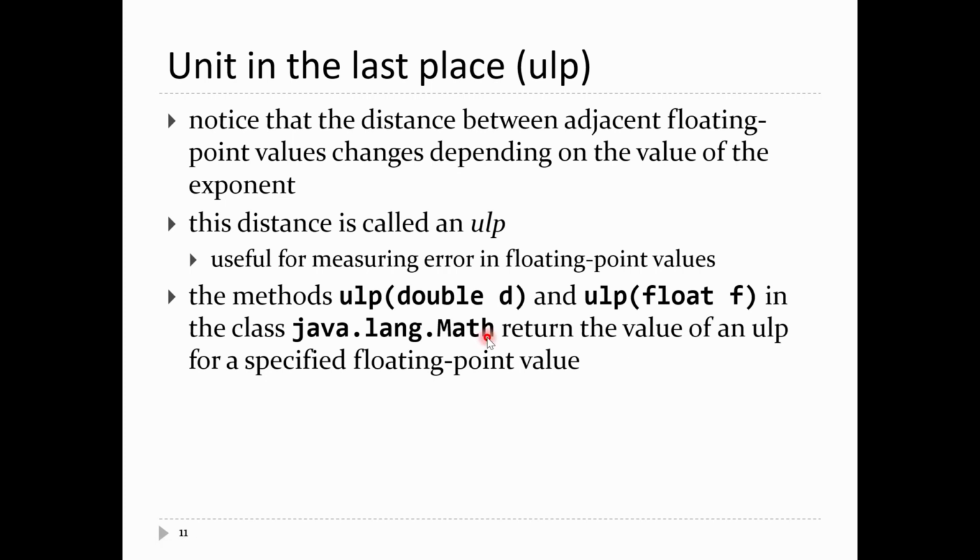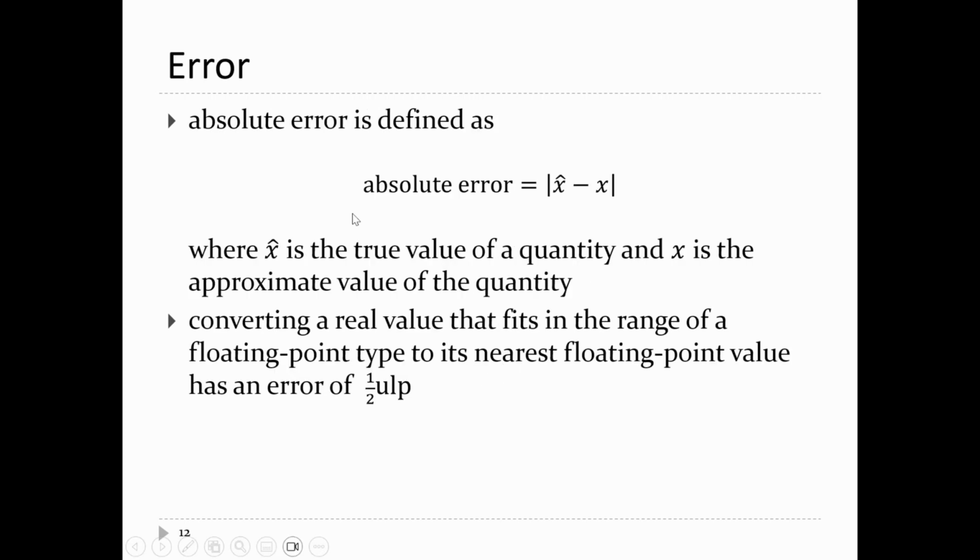If you need to know what the value of an ULP is for any particular value, you can use the class Math and the method ulp to find out. So java.lang.Math.ulp of 1 will tell you what an ULP is for the value 1.0.